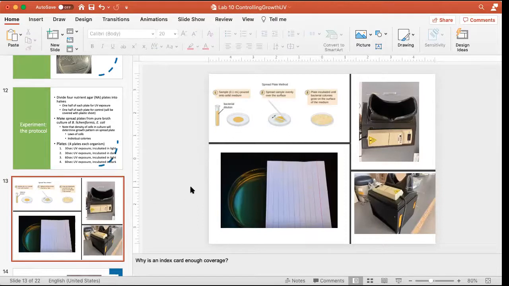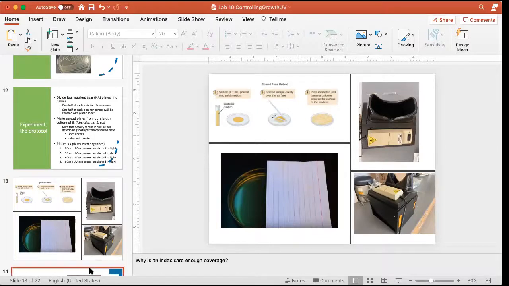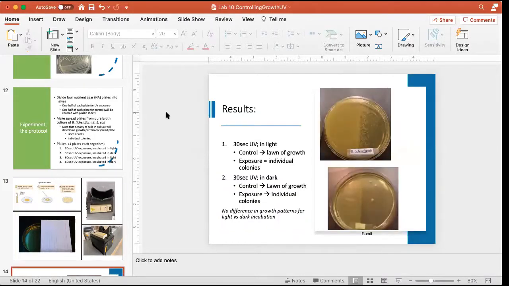So for each one of the plates, after we spread the cells out, we expose them to UV. Then they go into the incubator and we let them grow. All right, let's talk through these results.